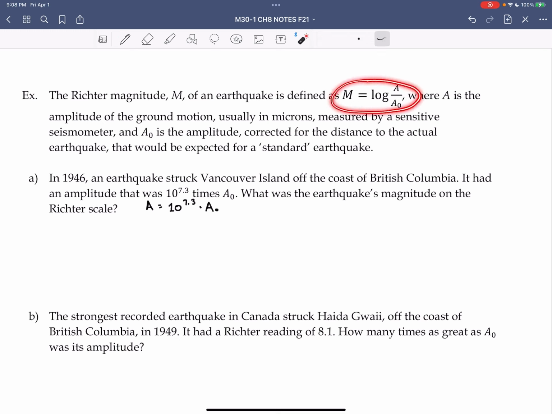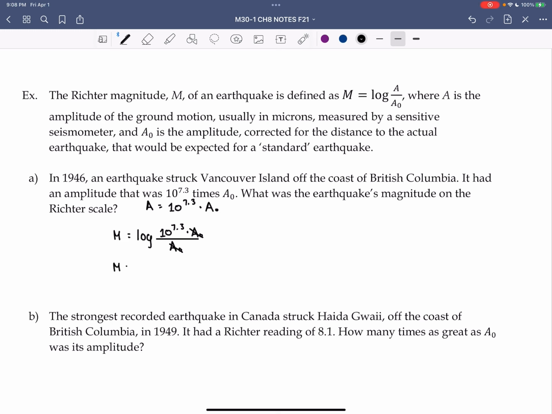Using the formula for magnitude, we have m equals log of, notice we don't have a base, so that means log base 10. So log of the amplitude A, which we just said was 10 to the power of 7.3 times A0 divided by A0. We can simplify this. We have A0 on top and bottom. We don't know the value of A0, but we know it's the same, so we can divide those out.